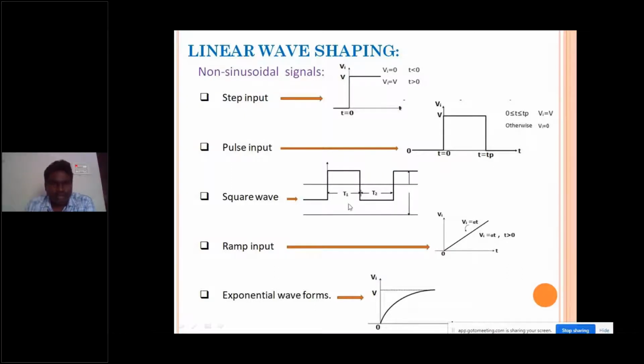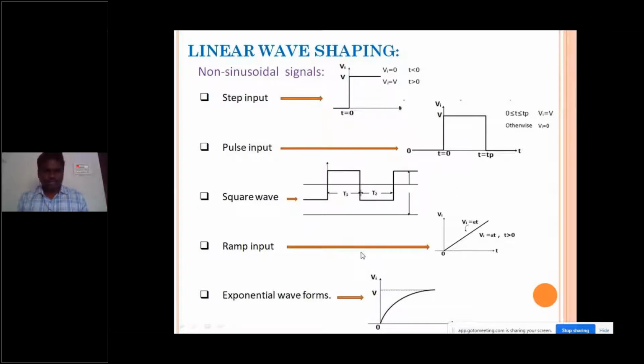Now you can see the square wave input. For the duration t1, the amplitude is positive, and for the duration t2, its amplitude is negative. So this is a square wave input. You can also see different types of square wave input, called symmetrical and unsymmetrical input. What will happen if you apply symmetrical input? What will happen if you apply unsymmetrical input?